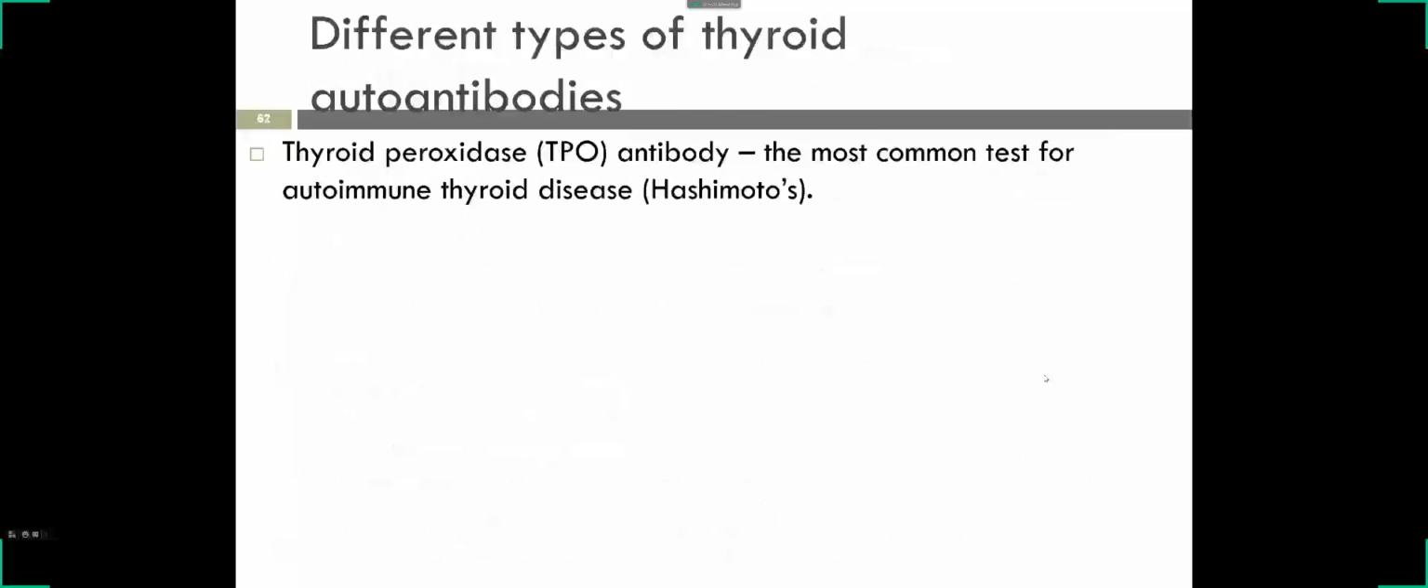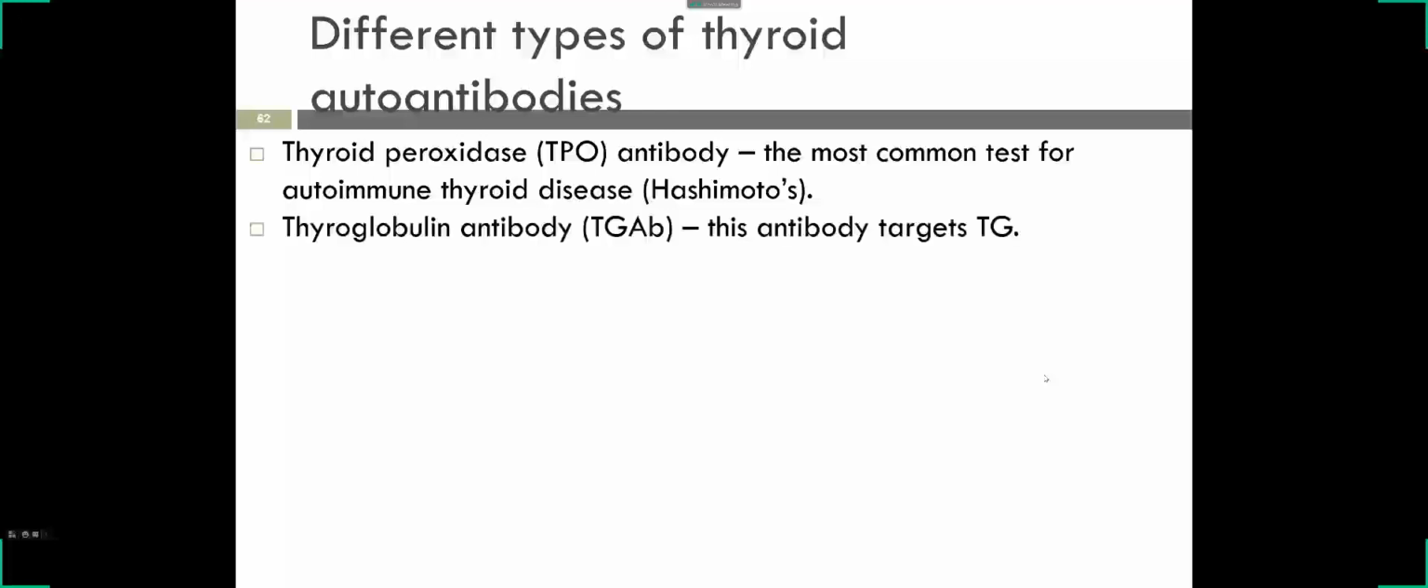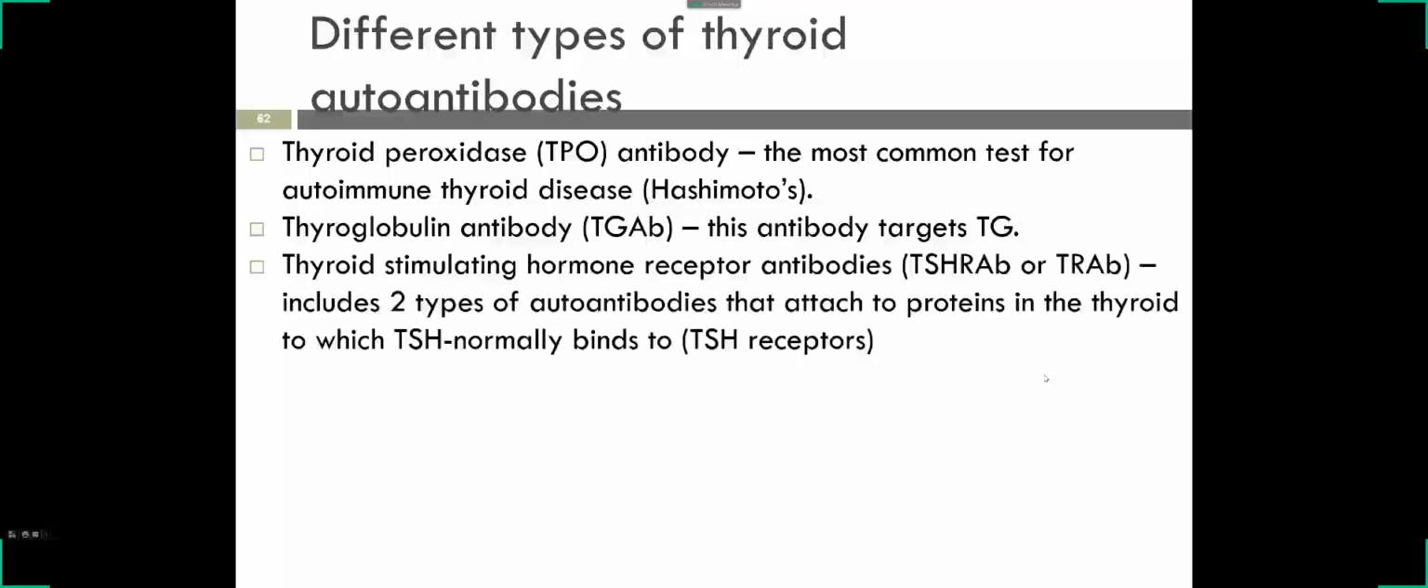So what are some of these antibodies? The thyroid peroxidase antibody is the most common one that I've been mentioning, and it's the most common test for autoimmune thyroid disease. And this is known as Hashimoto's disease, Hashimoto's thyroiditis. You can also have antibodies to thyroglobulin itself, and this antibody targets thyroglobulin. And you can imagine this can be quite debilitating for function.